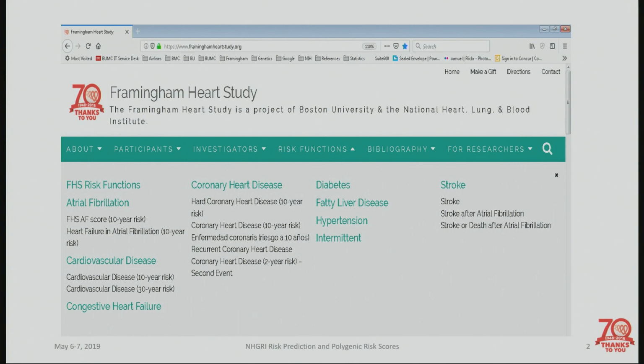So if you go to the Framingham website, you see that we're interested in risk prediction. We even have a tab on the website called Risk Functions. And you'll see that we actually look at risk prediction for lots of different traits: coronary heart disease, several versions of that, diabetes, stroke, fatty liver disease, atrial fibrillation, cardiovascular disease, congestive heart failure, many of these. So Framingham's been involved in risk prediction for a long time.